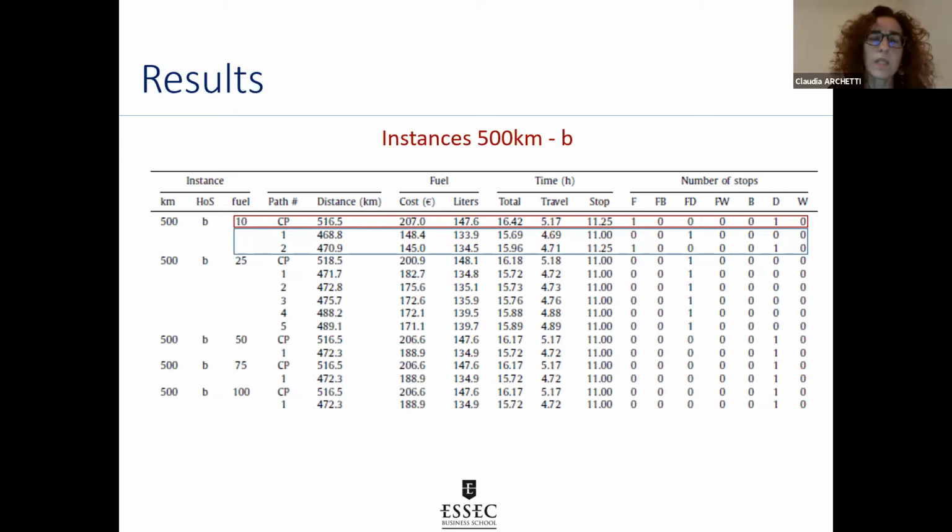Okay. These slides present the results of the short distance instances. Well, just a subset of the instances that we consider. They are quite representative of all the others. So here we have the instance in which the distance is 500 kilometers, and the driver started by just making a break at the origin.